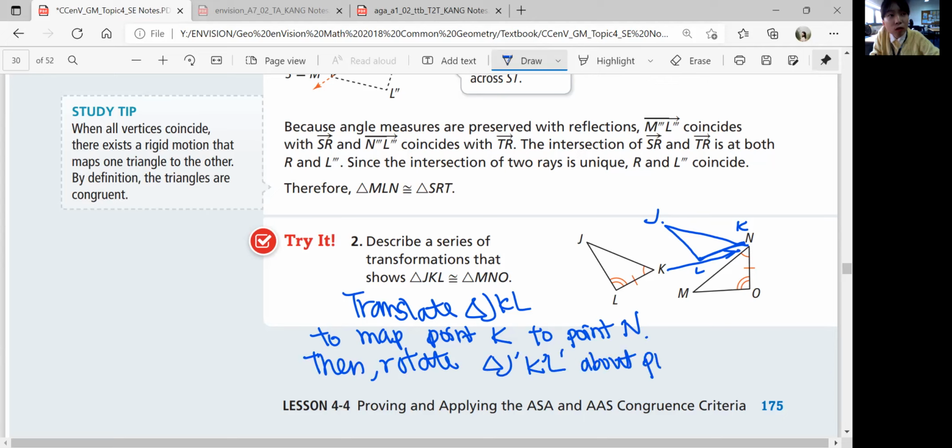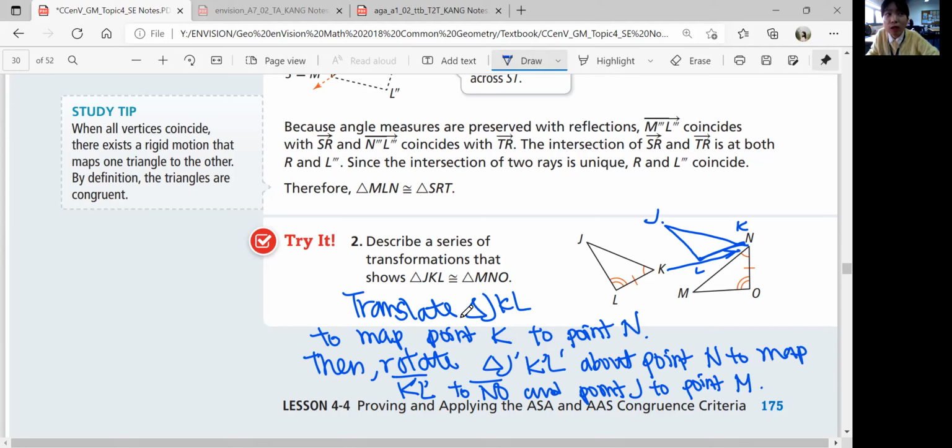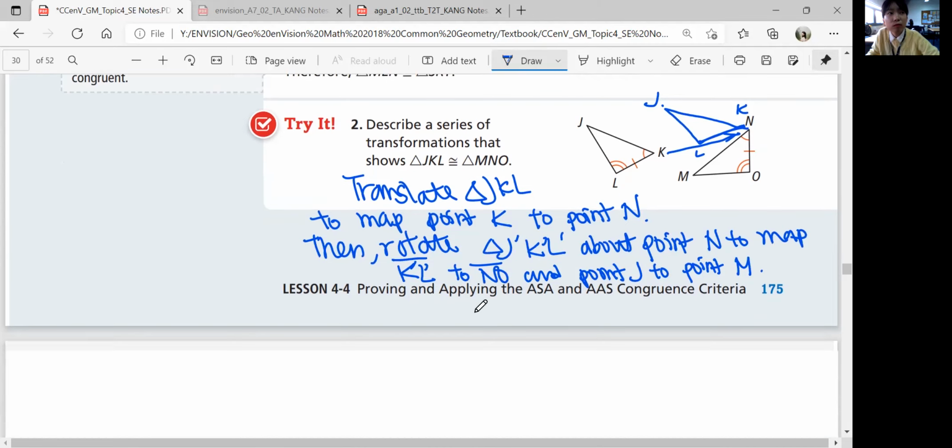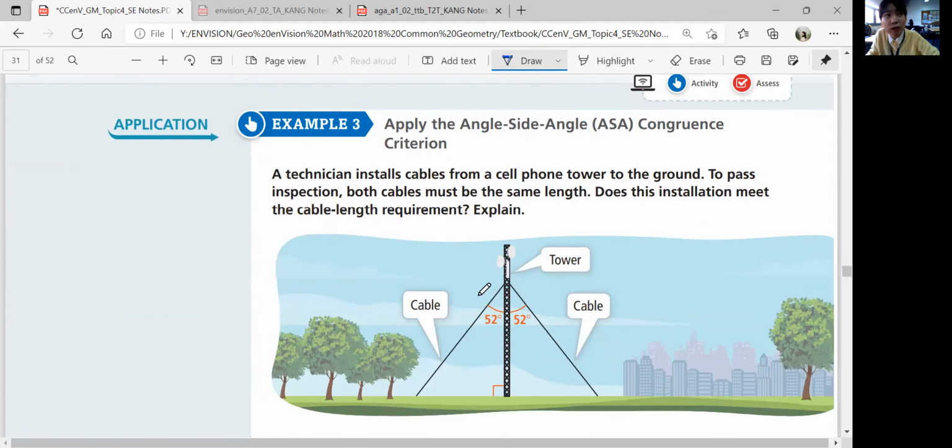About, and to map KL to NO. So at last, you have to check if all the points are aligned and mapped to the corresponding points, and it does. So we're done. Let's look at the next page. We're gonna look at example 3.